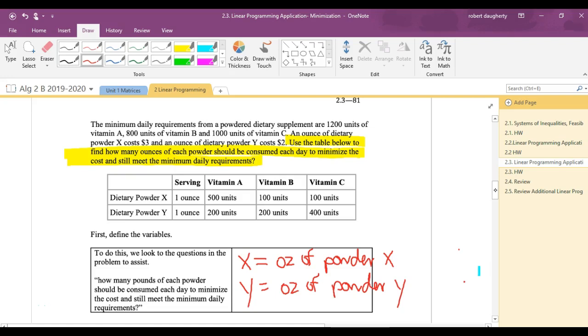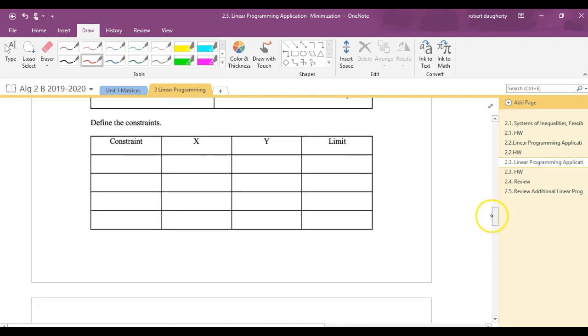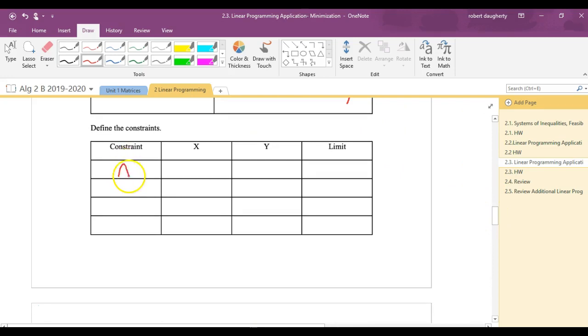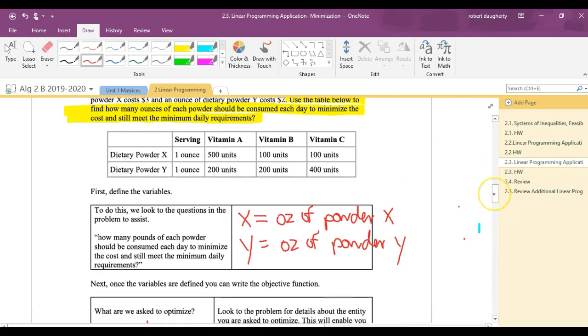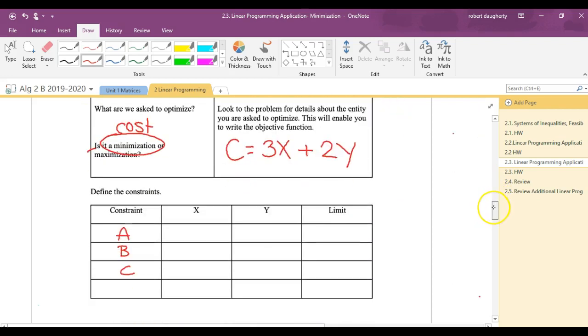So what are the constraints on this problem? In a broad category, this supplement has to have what in it? Vitamin A, vitamin B, and vitamin C. This feels like how many constraints? 3 constraints. Okay, so I'm going to be constrained with vitamin A, B, and C. In order for this powder to meet the requirements, it's going to have those 3 vitamins. So if you look at the chart real quick, vitamin A, it's got to have what, 500 units? So it's going to have 500.